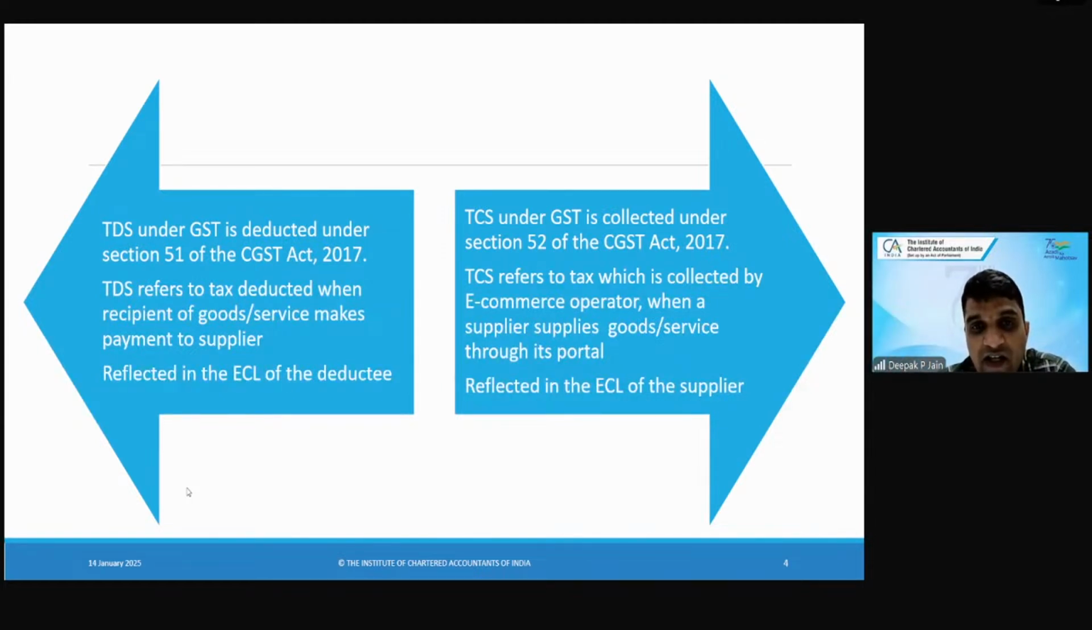So TCS refers to a tax which is collected by the e-commerce operator when a supplier supplies goods or services through its portal. Which portal? Not the GST portal, the e-commerce portal. When you're supplying through an e-commerce portal, then that e-commerce person will collect extra tax and pay to the government. That is called TCS, tax collected at source. And this TCS is also reflected in the electronic cash ledger of the supplier itself. Okay. Now, that is a basic difference. TDS is on supply of goods or services. TCS is for the e-commerce operator. And the similarity is both of them will go and sit in your electronic cash ledger.